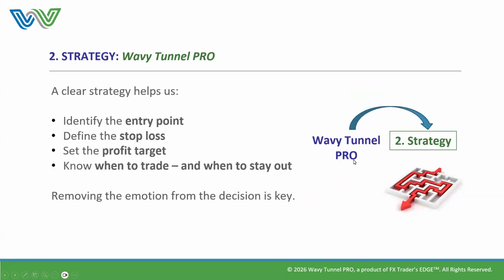The second step in my playbook is strategy, and a clear strategy helps us to identify the entry point, define the stop loss, set the profit target, know when to trade and when to stay out of the market. And removing the emotions from the decision is key, and that's where the trade plan comes into play. But this is after we understand the market context.